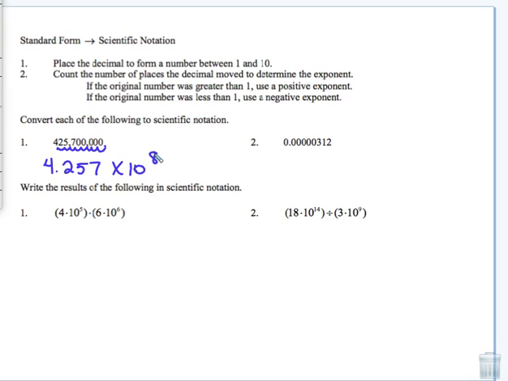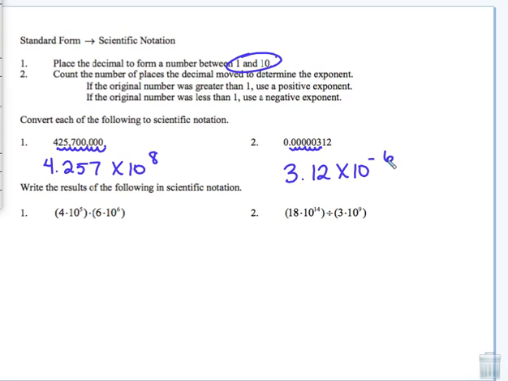On number 2, I have that very small number. I'm going to write that in scientific notation. When I move the decimal, I'm going to place it right here between the 3 and the 1, because that's going to make it 3 and 12/100ths, and that's going to be my number between 1 and 10. So let's count. We go 1, 2, 3, 4, 5, 6 places. So we have 3 and 12/100ths times 10 to the negative 6, because the original number was less than 1.